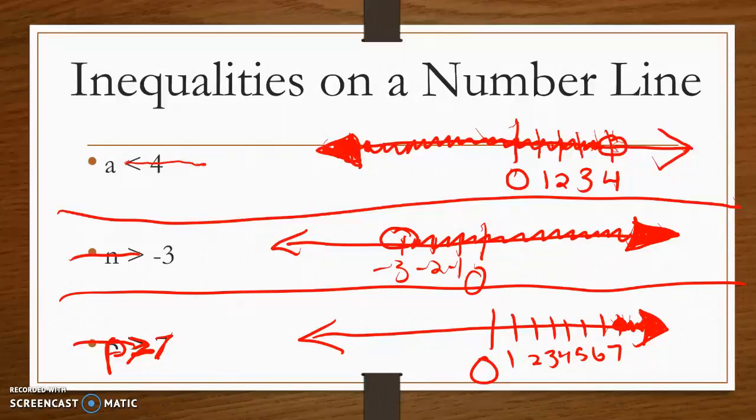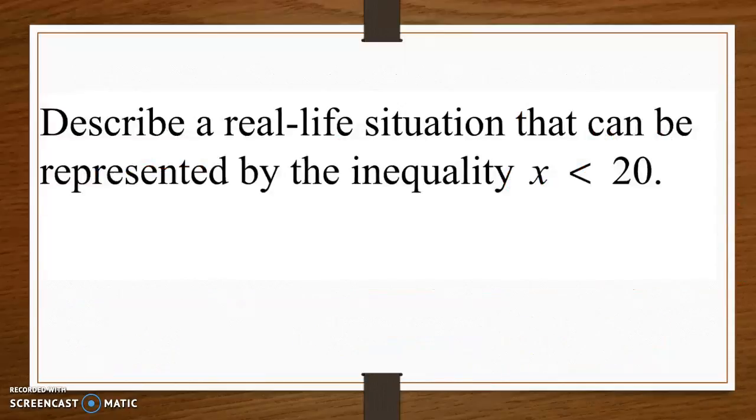That is graphing inequalities on a number line. Okay? This I just want you to think about. So what is a real life situation that can be represented by the inequality x is less than 20? So what could be a real life situation? So talk in your groups and then maybe share out loud after a few minutes what you think. You can pause now so that they can talk. And then you can talk as a class.